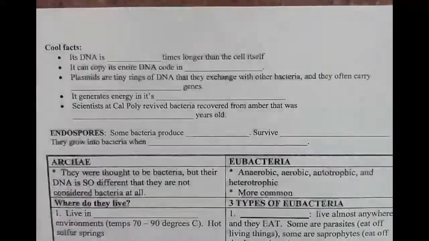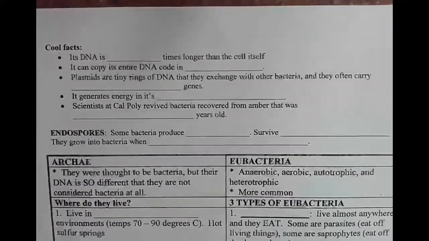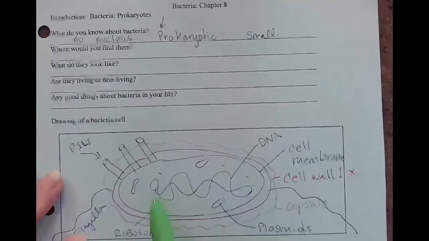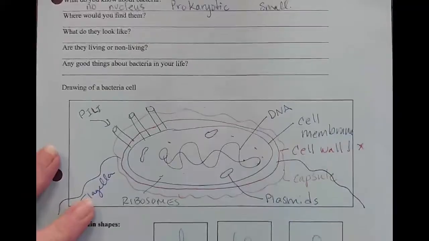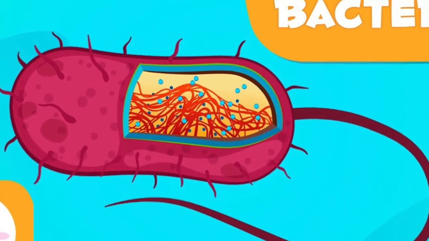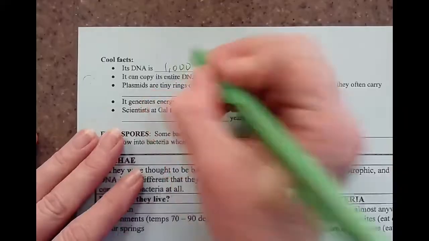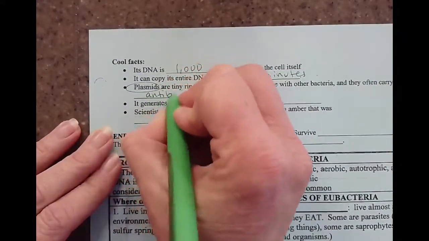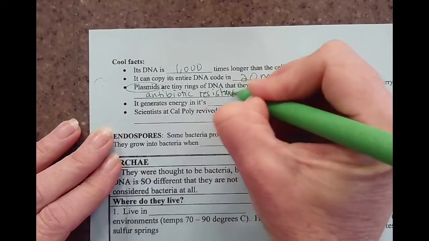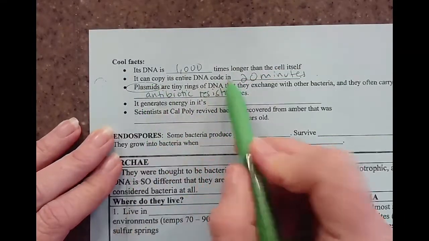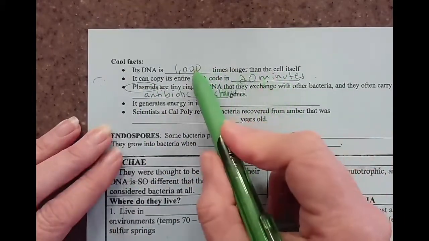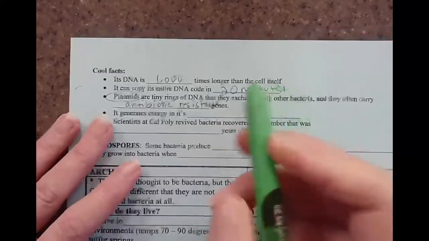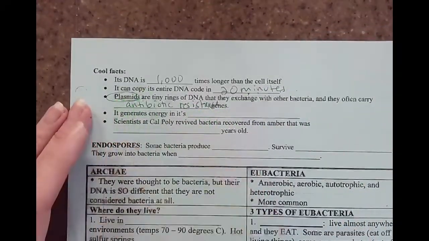The DNA is 1,000 times longer than the actual cell that the DNA is housed in. So if you took this DNA and unwound it, it is 1,000 times longer than the bacteria cell itself. It can copy its entire DNA code in 20 minutes. So that really long strand of DNA, it can get doubled in 20 minutes. That's crazy.